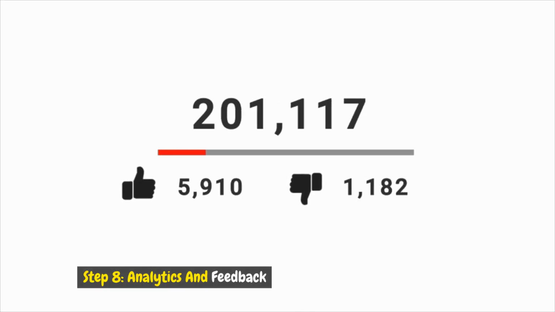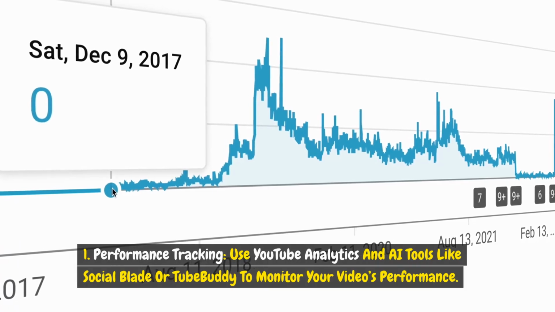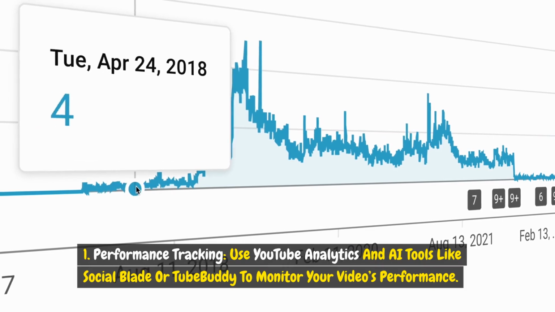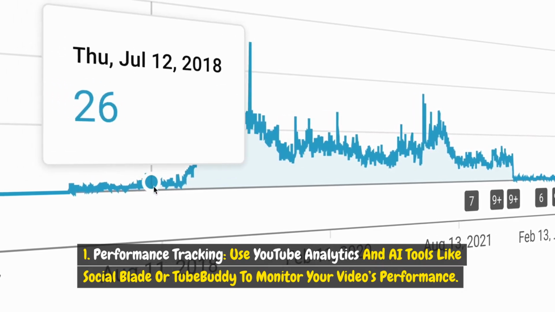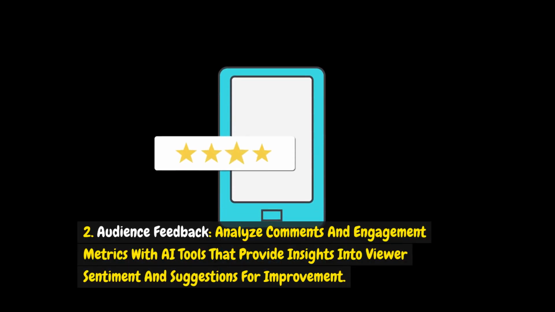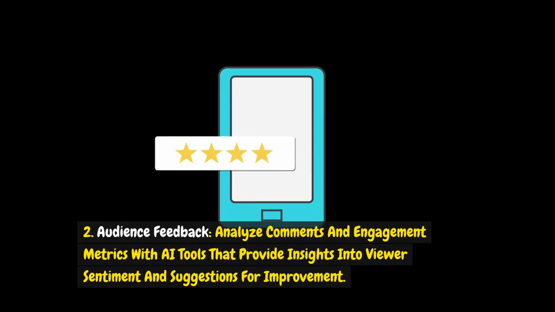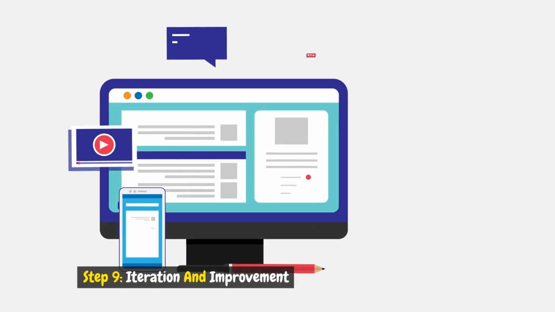Step 8. Analytics and feedback. 1. Performance tracking. Use YouTube analytics and AI tools like SocialBlade or TubeBuddy to monitor your video's performance. 2. Audience feedback. Analyze comments and engagement metrics with AI tools that provide insights into viewer sentiment and suggestions for improvement.